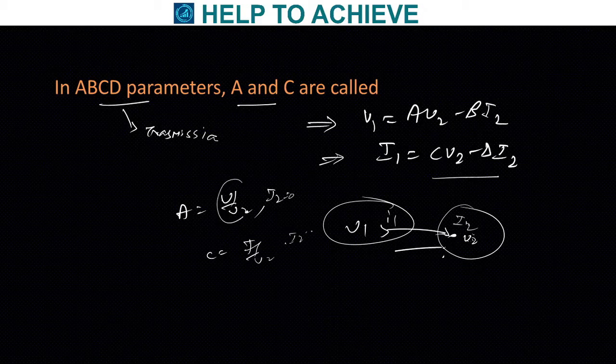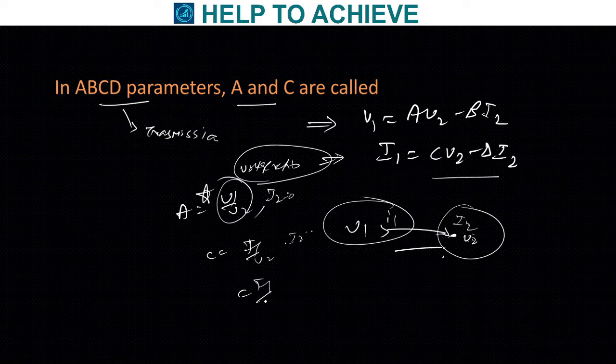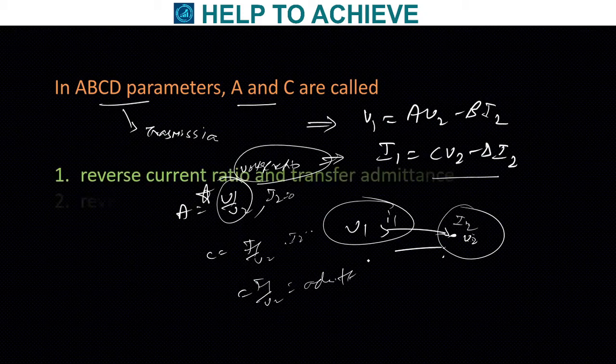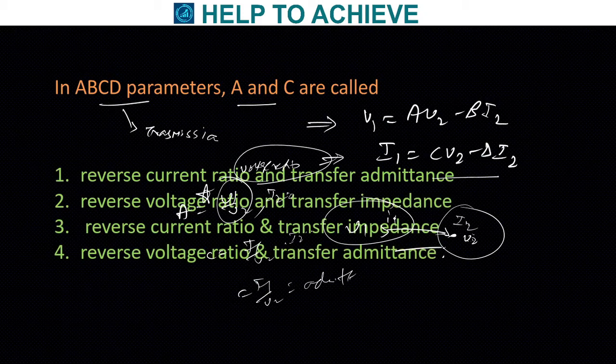So A is V1 by V2, nothing but the voltage ratio, since it is a ratio of the voltages V1 by V2, and C is nothing but I1 by V2, so it is an admittance parameter. So from the options, it is nothing but the voltage ratio and the transfer admittance. So this is the correct answer.